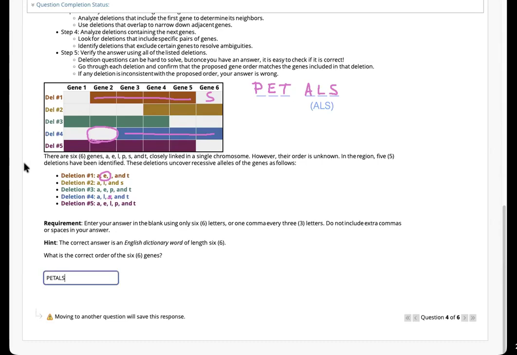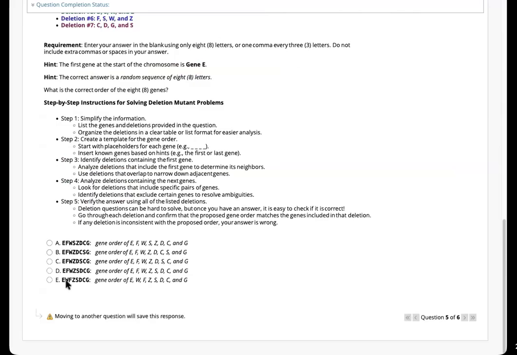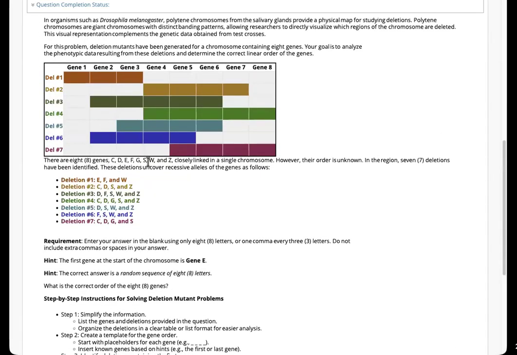All right, next one here should be multiple choice. It's a little bit longer. So we have EFW, but they always start with E, so we can immediately do that. But we do have 8 genes we're dealing with. I don't know the best way to do it. Break it up in 4.